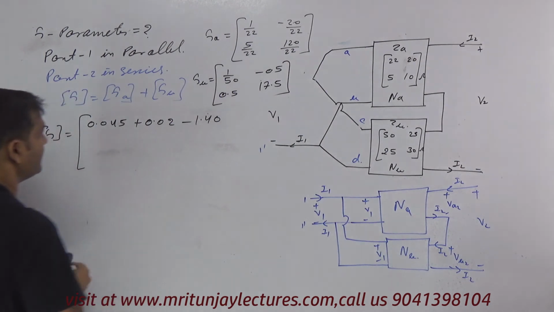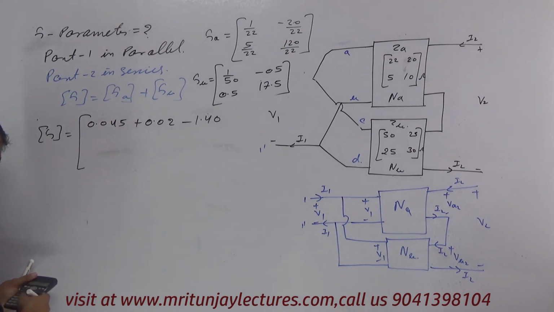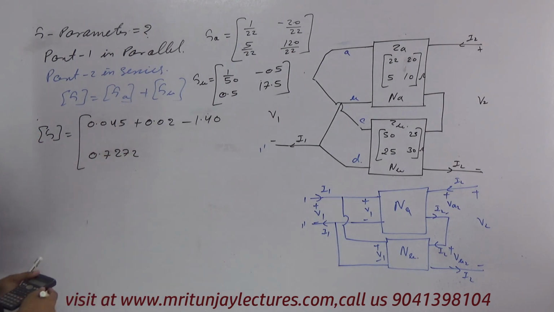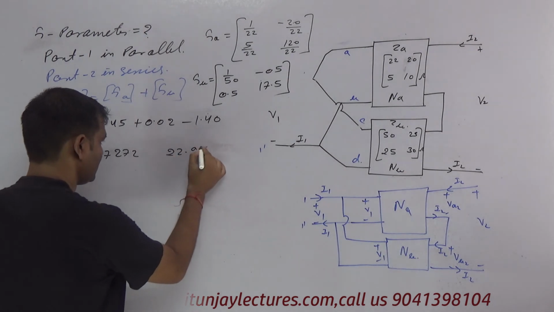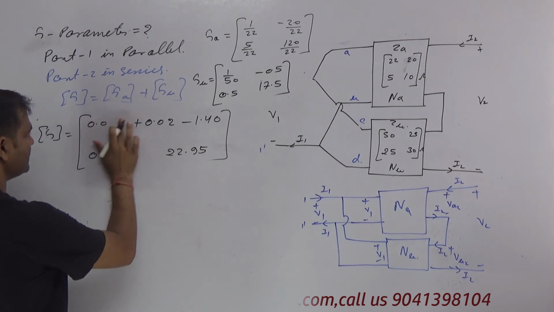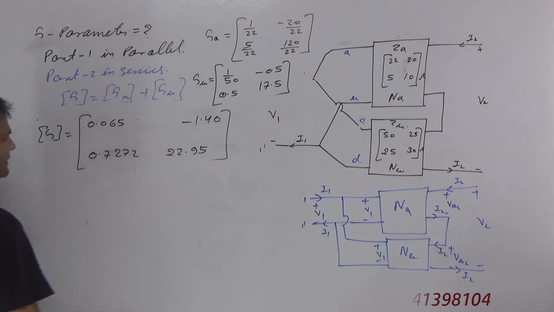Now next one, 5 divided by 22, like this one, plus 0.5, that is 0.7272. Okay. Now next one, 120 divided by 22, like this one, plus 17.5, that is we got 22.95. Okay. If this one is added, 4 plus 2, 6. So the final answer is like this one. Make it.